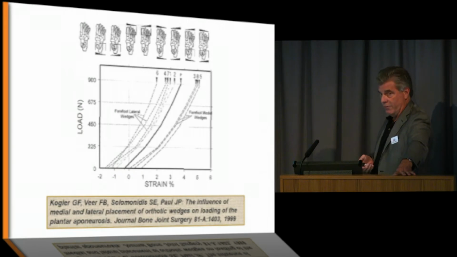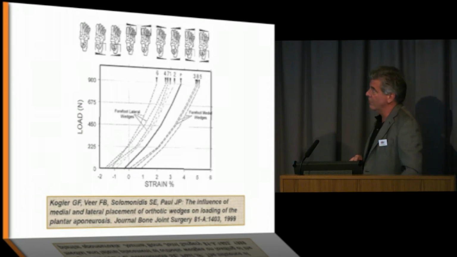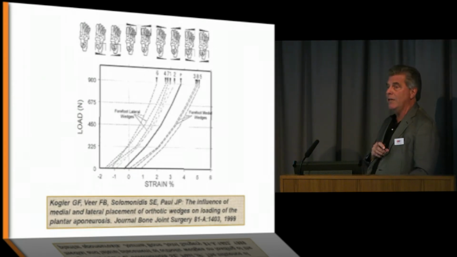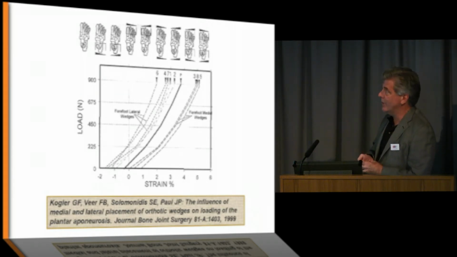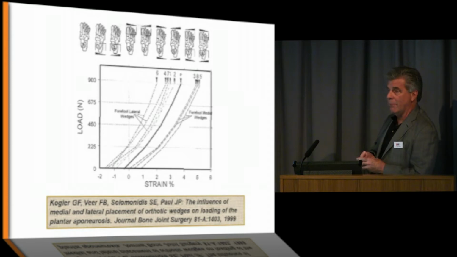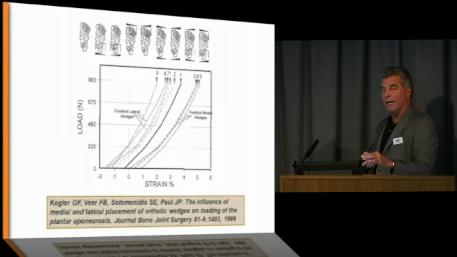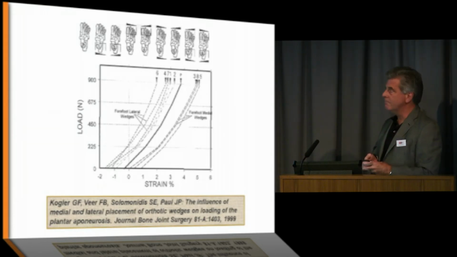Now here's the results of the study. In every case, when a forefoot medial wedge was placed under the cadaver, it increased strain in the plantar fascia. And in every case, when a lateral forefoot wedge was applied, it decreased strain. Quite the opposite of what most people would expect. And when he put a rear foot wedge, whether medial or lateral, it had no effect.